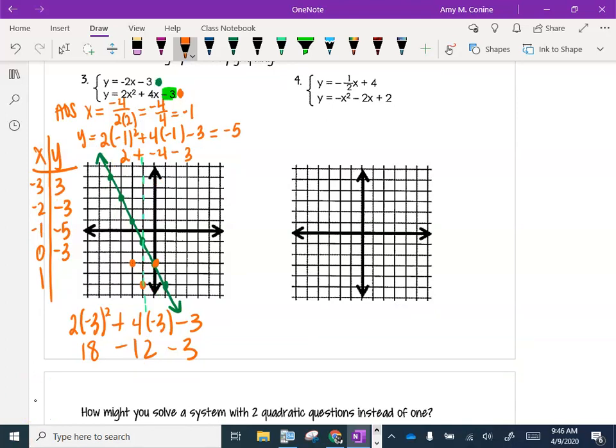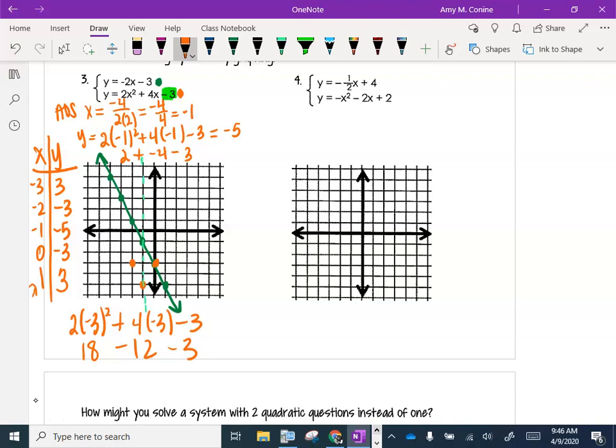So Mrs. Conine made a mistake. Change this, instead of it being 0, 2, make that a 0, 1, and then plug that in. I don't know what I'm thinking this morning. So when we plug that in, we should get 2 plus 4, which is 6, minus 3, which gives us our +3. So it is symmetrical.